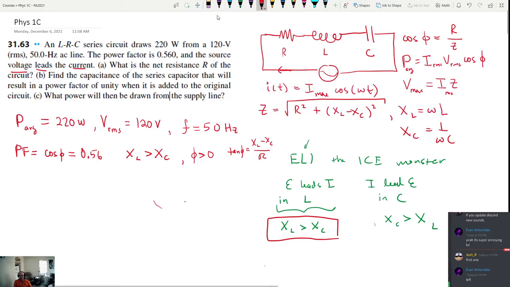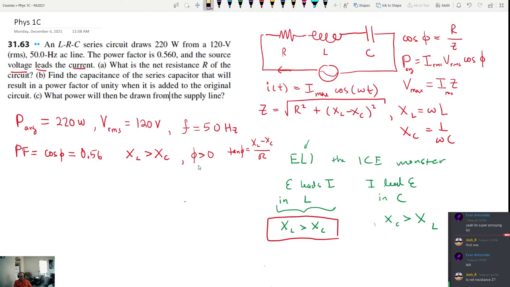Okay. So first question, now that we've written all this information down: what is the net resistance R of the circuit? How can we figure that out? Any ideas? We want to find R. Is net resistance Z? No, it's not. Z is impedance, and when they say resistance R, they just mean resistance. Impedance is a type of generalization of resistance in a weird way, but when they say net resistance, they want you to find the resistance R.